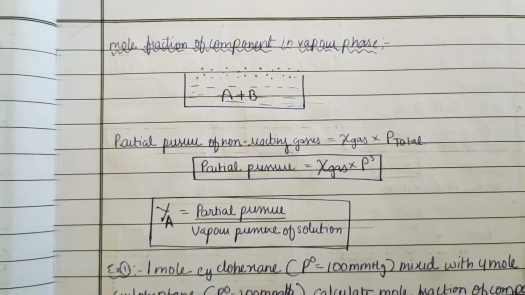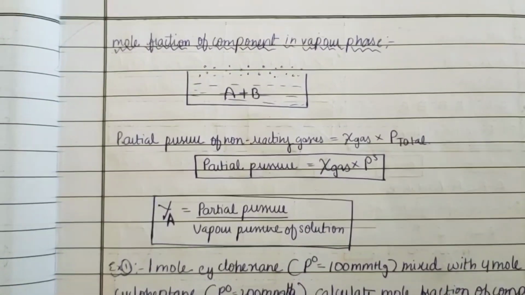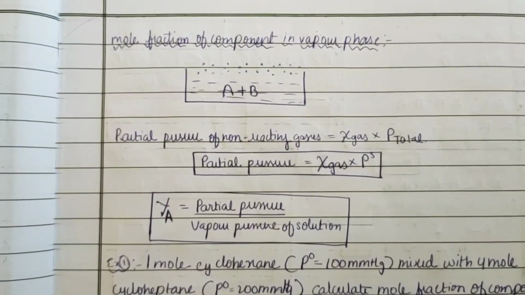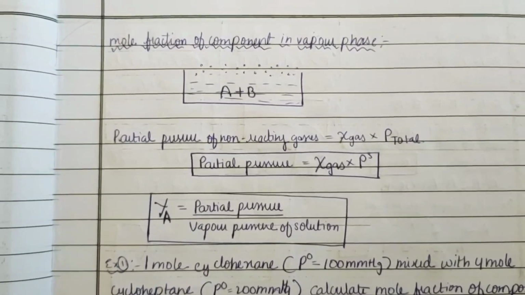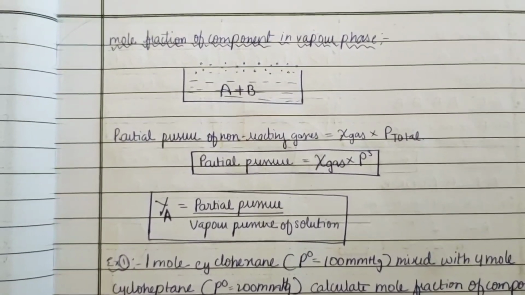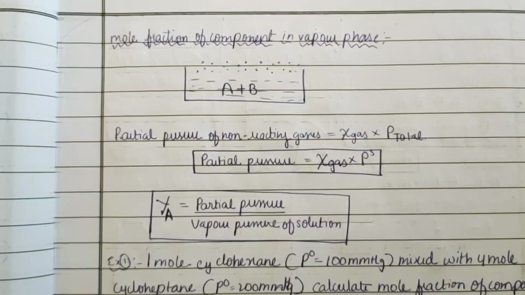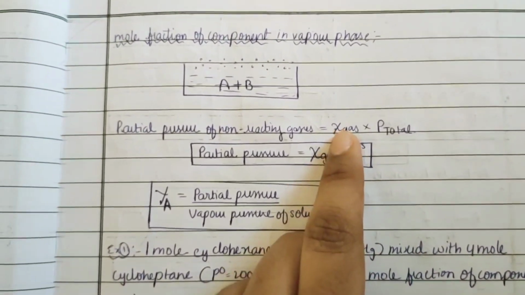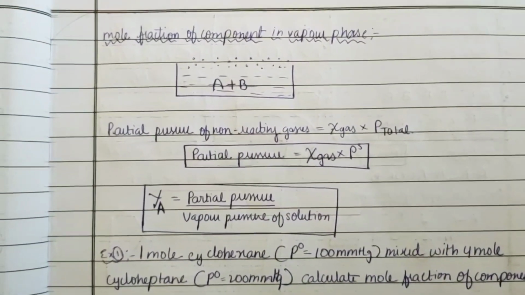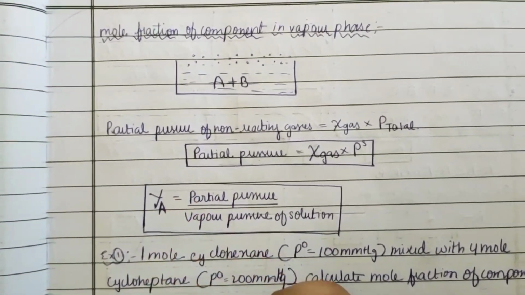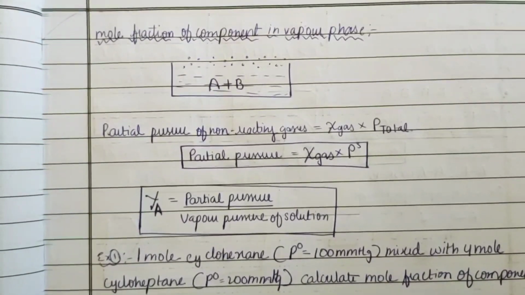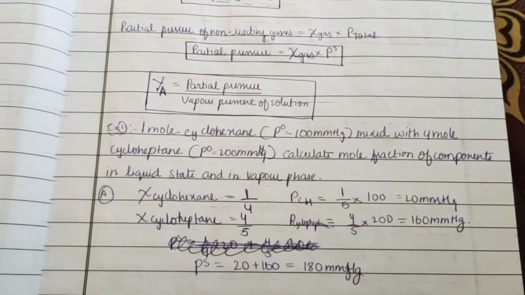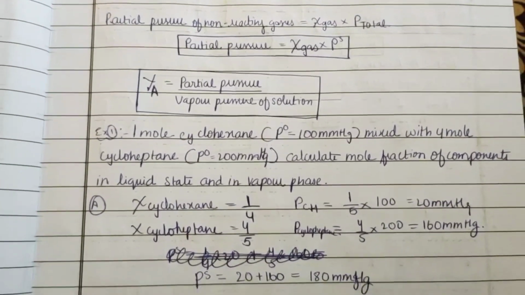Now let us discuss the mole fraction of a component in the vapor phase. Here we have one solution which consists of A plus B. The partial pressure of a gas is equal to chi gas into P total. Partial pressure equals chi gas into Ps. Here we use chi for the liquid phase, and for the vapor phase we use Y: the partial pressure divided by the vapor pressure of the solution.